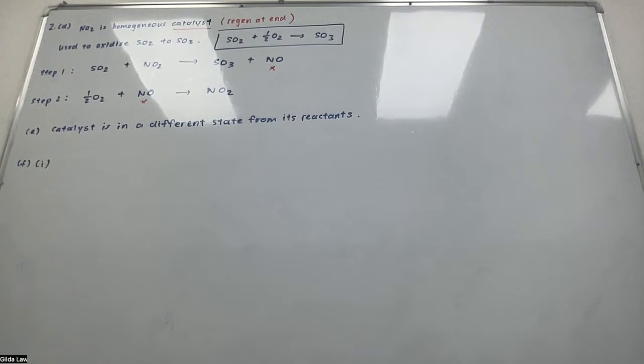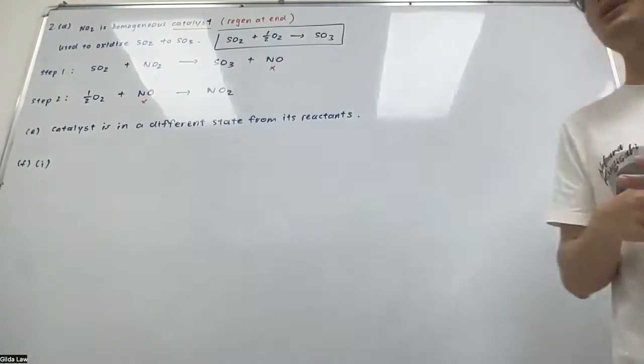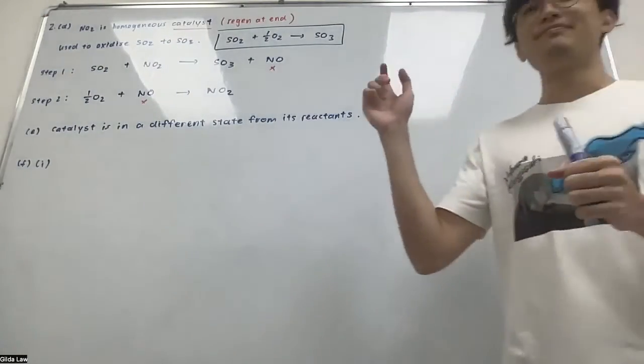Okay, come in with the products, right? Because a catalyst is supposed to speed up the reaction between the reactants. So it's just these two guys. All good? Then we look at part F.